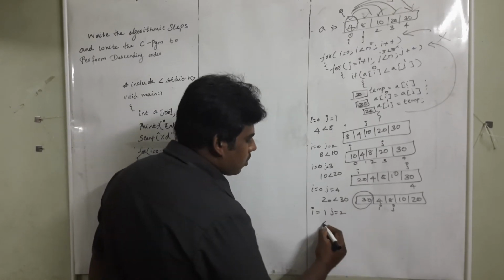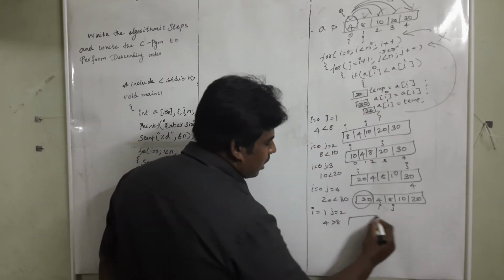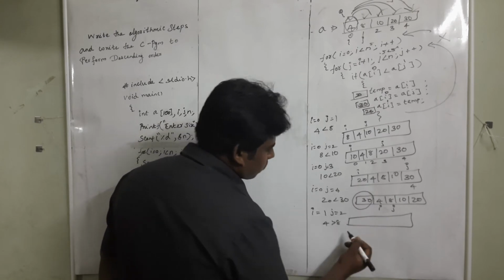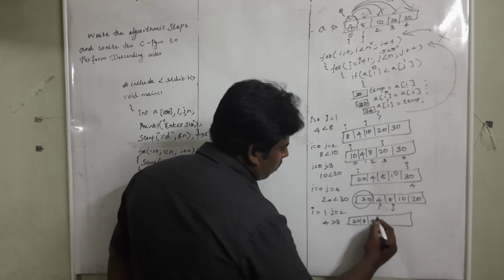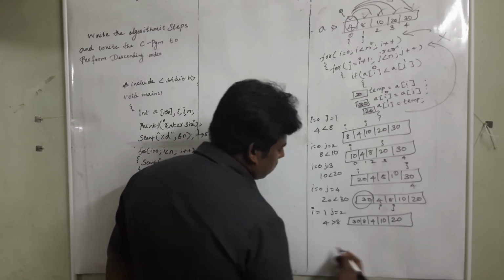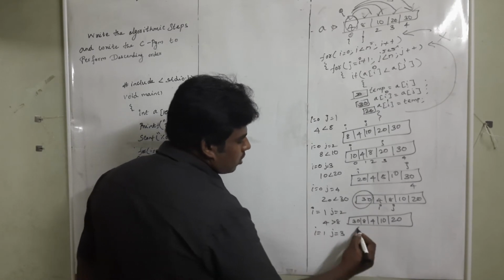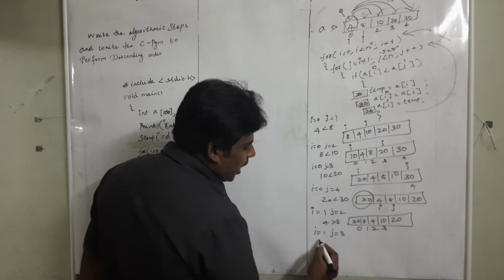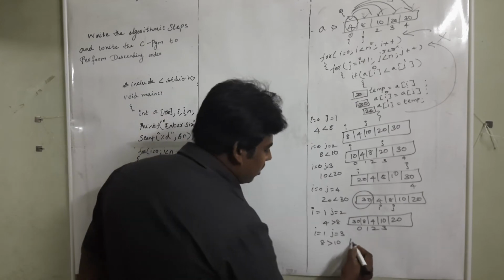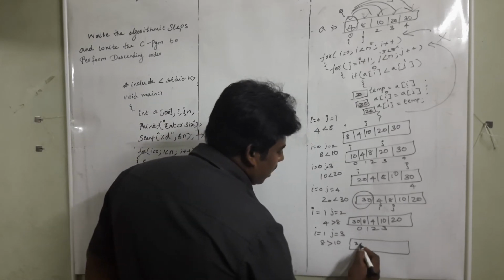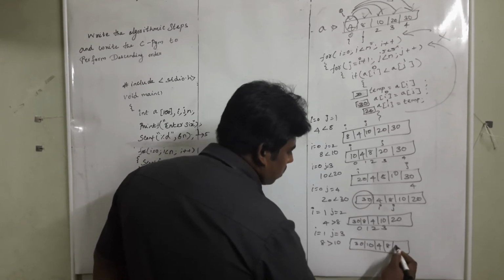So we are comparing 4 greater than 8. So it will be swapped like this, and you will get the value 30, 8, 4, 10, 20. What's the next step? I equal to 1, j equal to 3. 0, 1, 2, 3. Now you are comparing 8 with 10. Again condition is true. So 30, 10, 4, 8, 20.